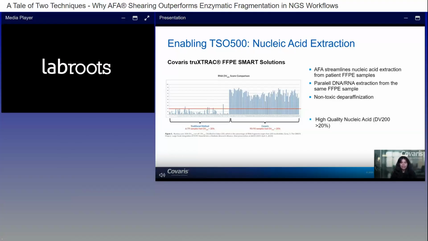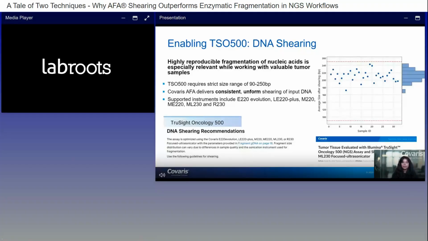In comparison, you can see that the Covaris workflows consistently produced quality RNA, with 90 out of 90 samples meeting and exceeding that DV200 threshold. Significant result. When doing TSO 500, you really want to be able to maximize the most out of your precious samples, ensuring that every sample possible is able to receive the full workflow. So that was some really powerful data that demonstrates how Covaris can enable TSO 500 through quality nucleic acid extraction.